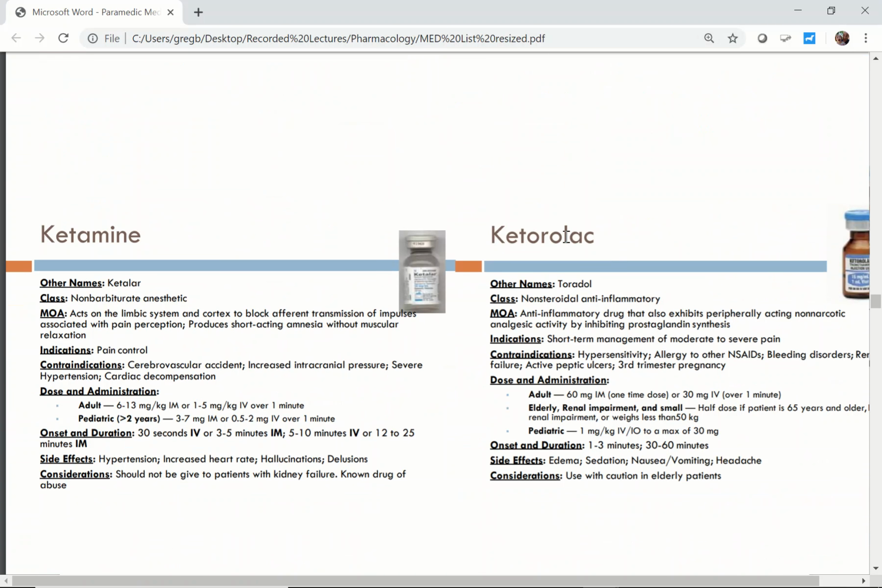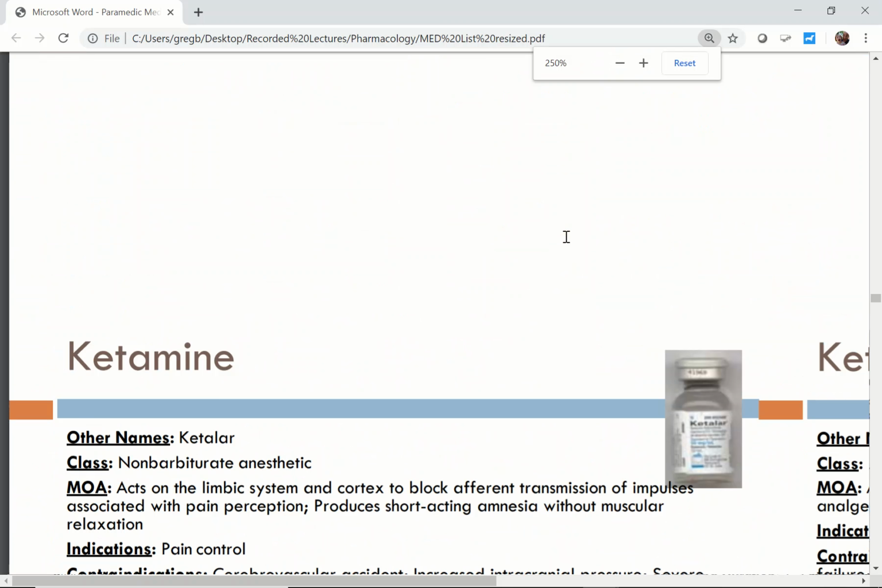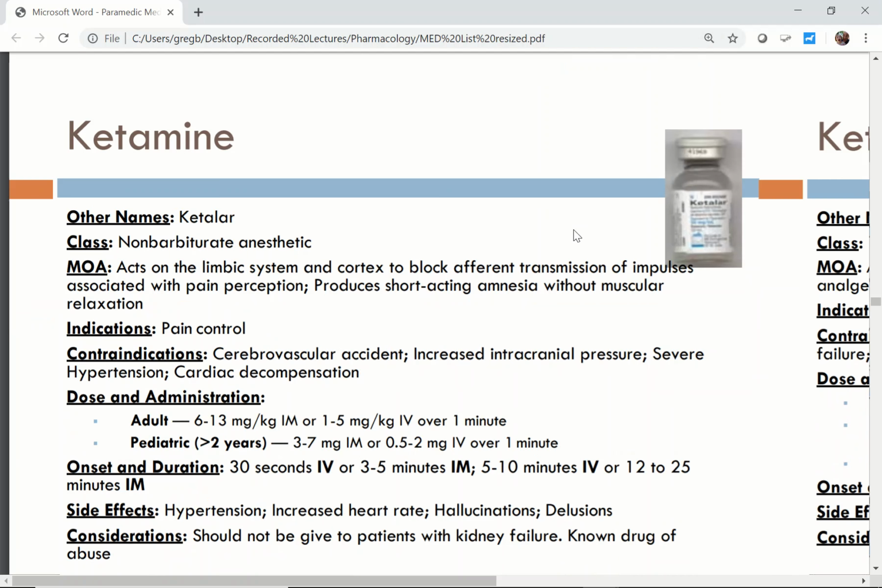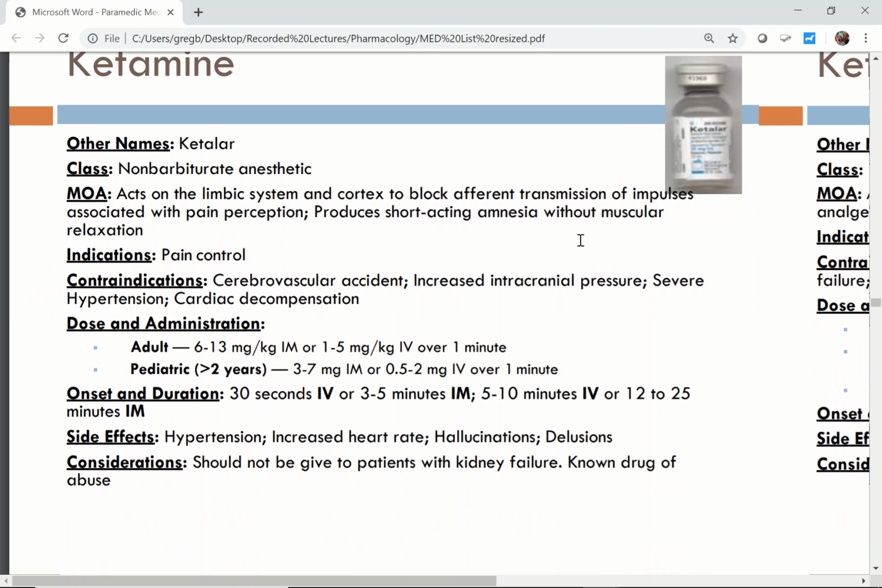All right, I'm going to zoom in here to ketamine, and we're going to talk about the mechanism of action. So you'll see right there, it acts on the limbic system and cortex to block afferent transmission of impulses associated with pain perception, produces short-acting amnesia without muscular relaxation.